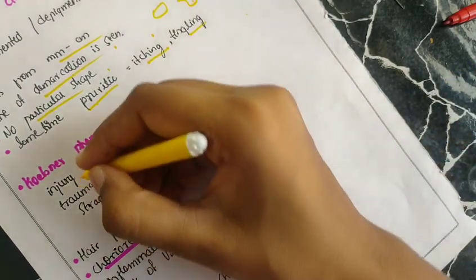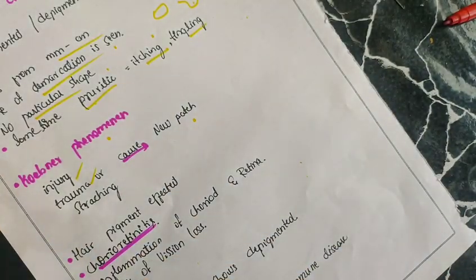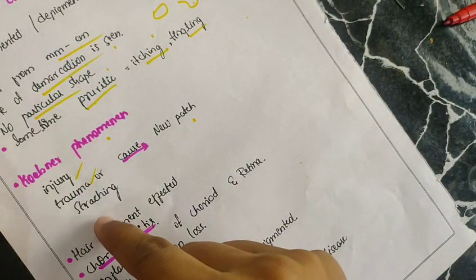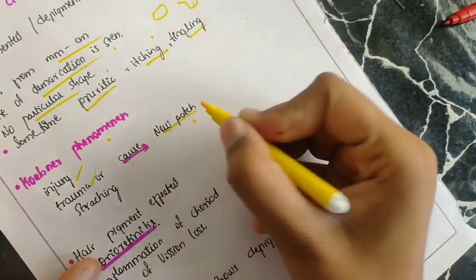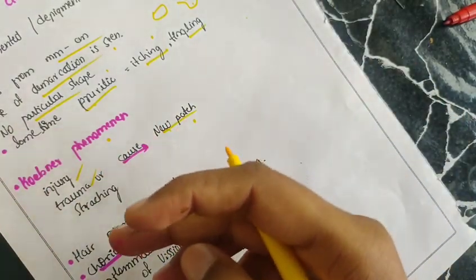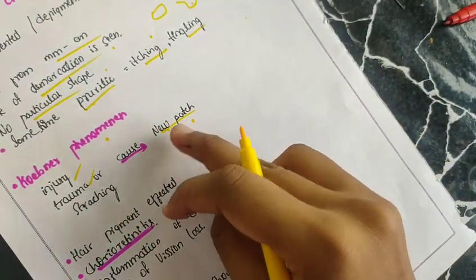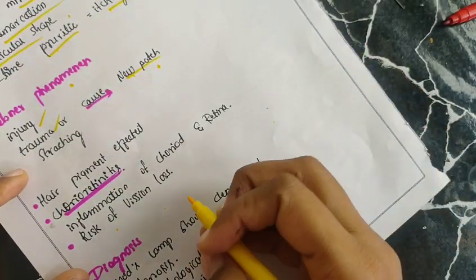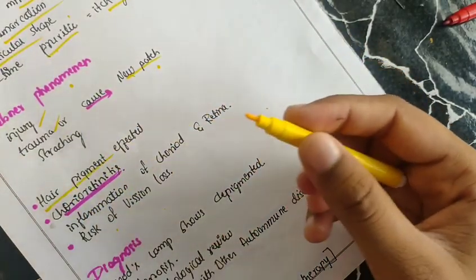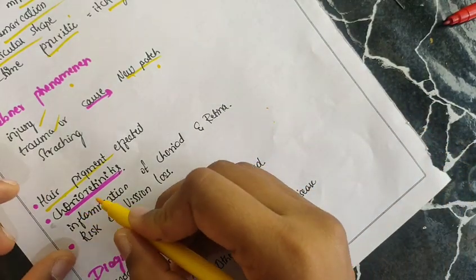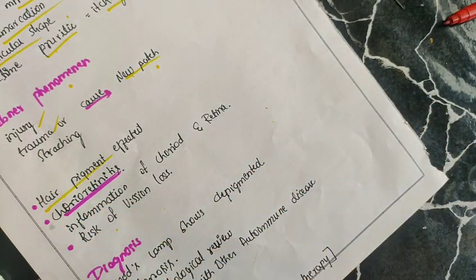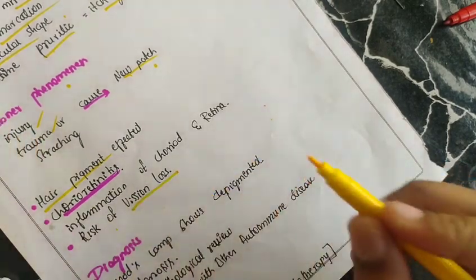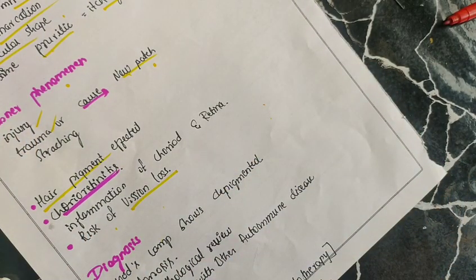It means any trauma, any wound or scratching will cause a new patch that increases the vitiligo condition. That means it causes the spread of this disease. And hair pigment is affected. Hair also may be depigmented or hypopigmented. And chorioretinitis we can see. Chorioretinitis means there will be inflammation in the choroid and retina of the eye, so there will be loss of vision in this condition. All these conditions will be there.